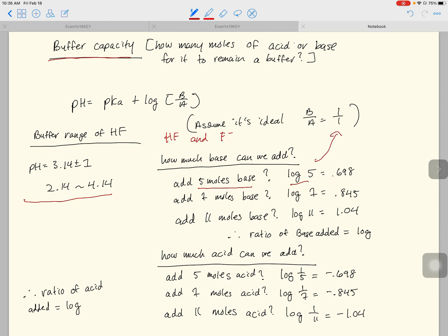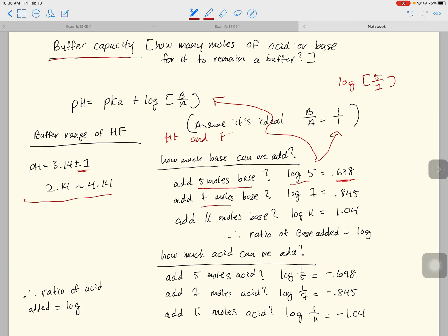Because the buffer was ideal, the base since I add is 5, and the acid will be 1. And so log of 5 is 0.698. Now, is this still a buffer? Yes, because remember, since we're adding a base, it is 3.14 plus or minus 1. And since 0.698 is less than 1, it will still remain a buffer.